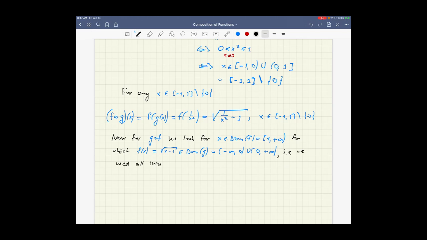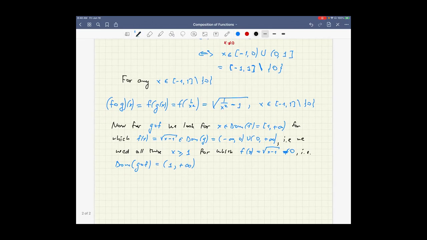all those x greater or equal than 1, that's the domain of the function f, for which f of x, which is root x minus 1, is not 0. So we need everything greater or equal than 1 except 1. The domain of g composed with f is the interval (1, infinity).